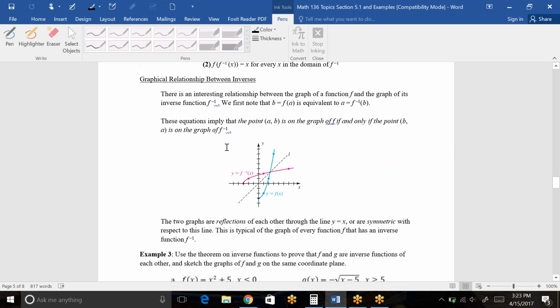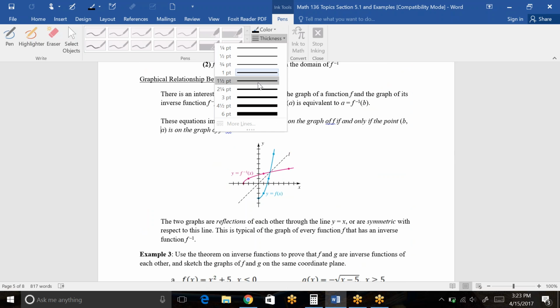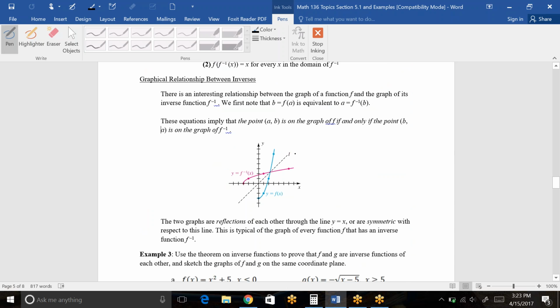Okay, so anytime you graph two inverses on the same picture, they reflect over a very specific line. It's the line y equals x. So 0 is the origin, is our y-intercept, and the slope is 1 over 1.